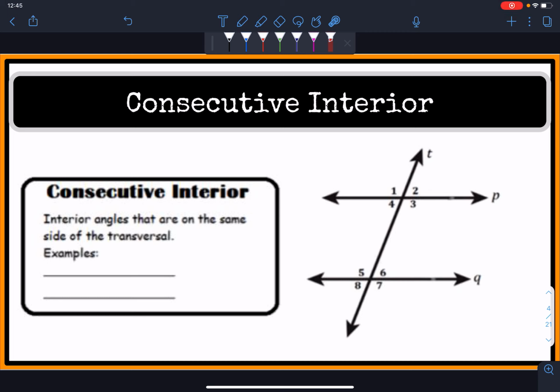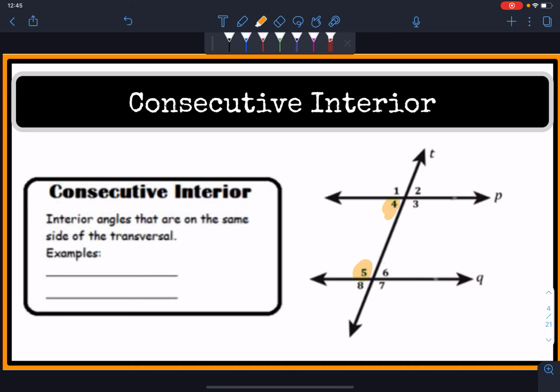The first thing we're going to focus on of these 8 angles is the consecutive interior angles. Consecutive interior angles are angles that are on the same side, not the same shape, but the same side of the transversal. So for example, 4 and 5 are considered to be interior because they are inside the parallel lines of P and Q. And because they're on the same side, that's considered consecutive interior.